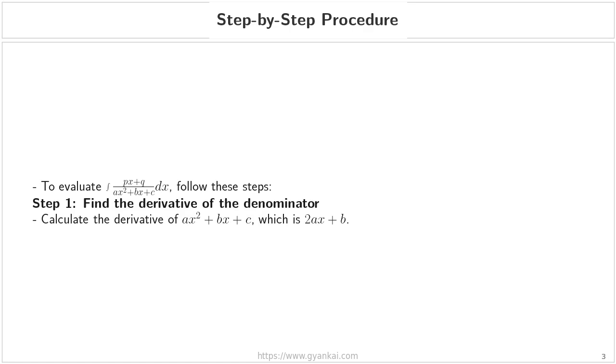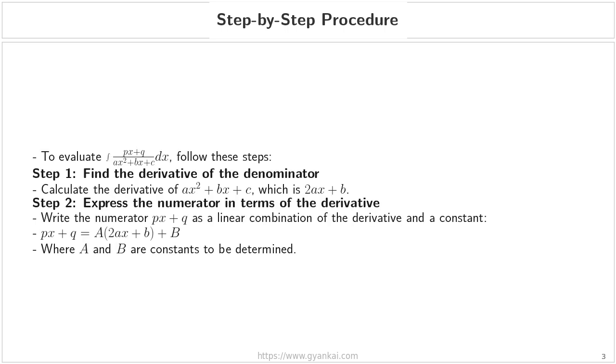Step 1. Find the derivative of the denominator. This is crucial. We start by finding the derivative of the quadratic expression in the denominator, which is ax squared plus bx plus c. The derivative, as you'll recall from your calculus, is 2x plus b. We'll need this derivative in the next step. Step 2. Express the numerator in terms of the derivative. Now, this is where the magic happens.